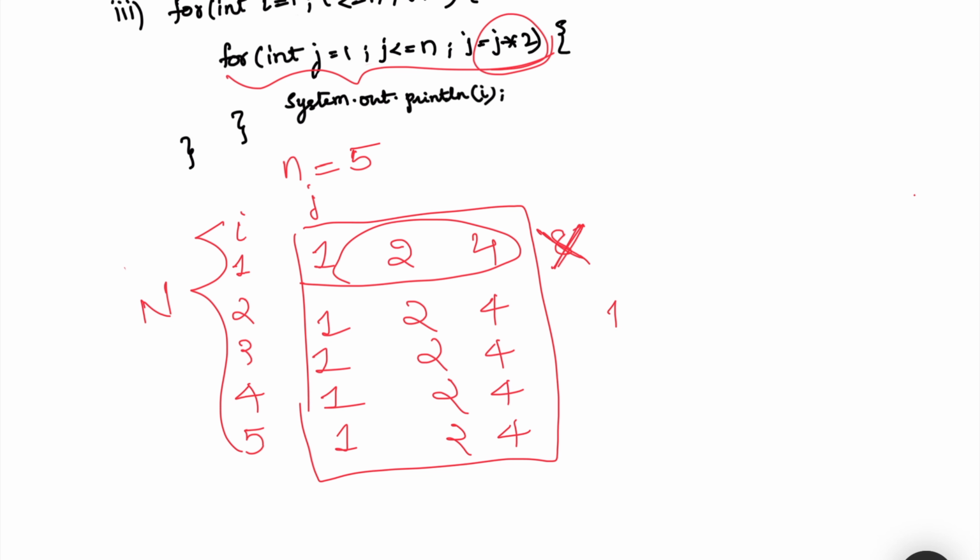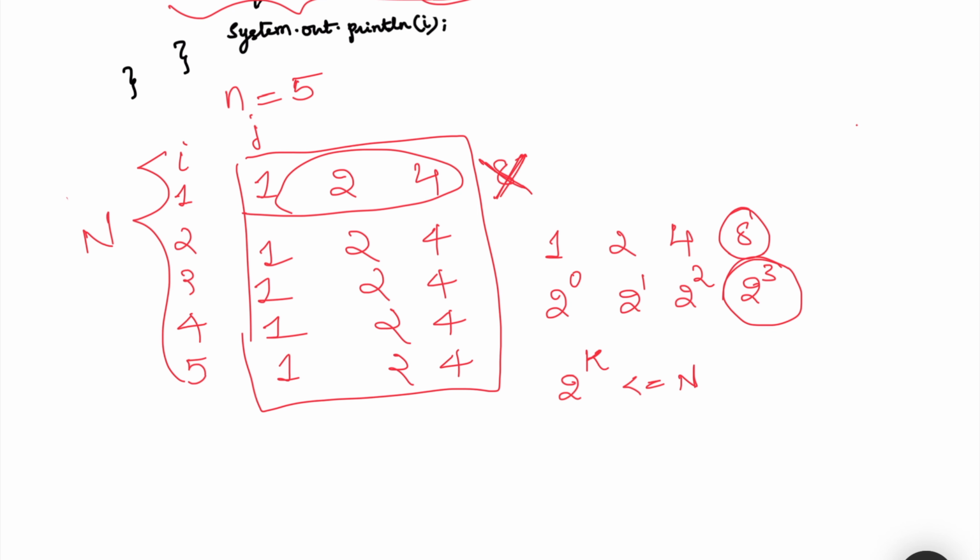So if you see this 1, 2, 4 more closely, this is nothing but 2 power 0, 2 power 1, and this is 2 power 2. And the next one is 2 power 3, which is 8, and it is not executed because 8 is greater than the input size 5. So now here we can say 2 power k is less than or equal to n, and the j for loop is executed every time this condition is satisfied.